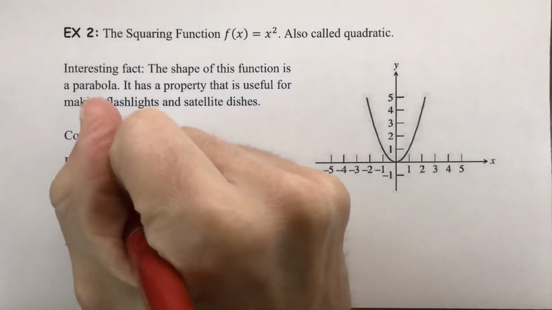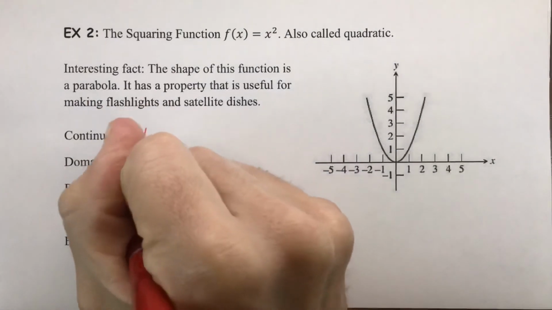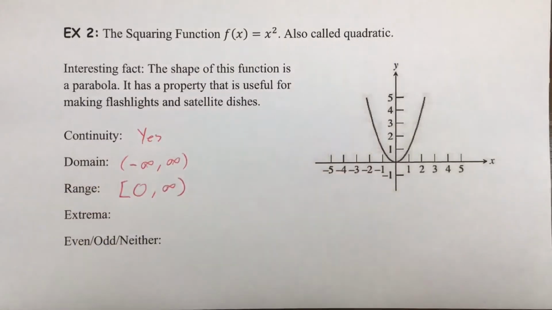So the range is going to be a closed interval at 0, and that goes up to infinity. We're going to use a closed interval because it does exist at 0. It does make it to that point.